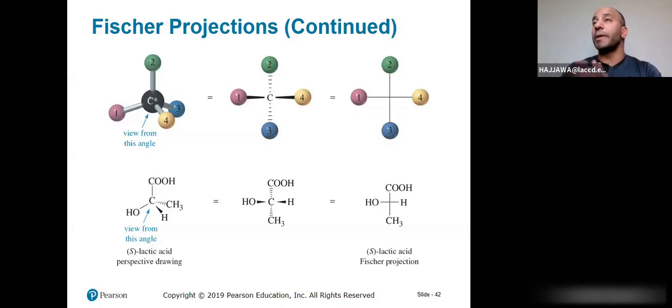What if I'm dealing with a Fischer projection? Clockwise, fourth group is up or towards, will always be basically S. And clockwise, fourth group is away, we know it's going to be an R, but that's not going to happen when the hydrogen is on the horizontal line. What if the rotation is counterclockwise and the fourth group is up or towards? Well, that will be basically an R configuration. So keep that in mind.